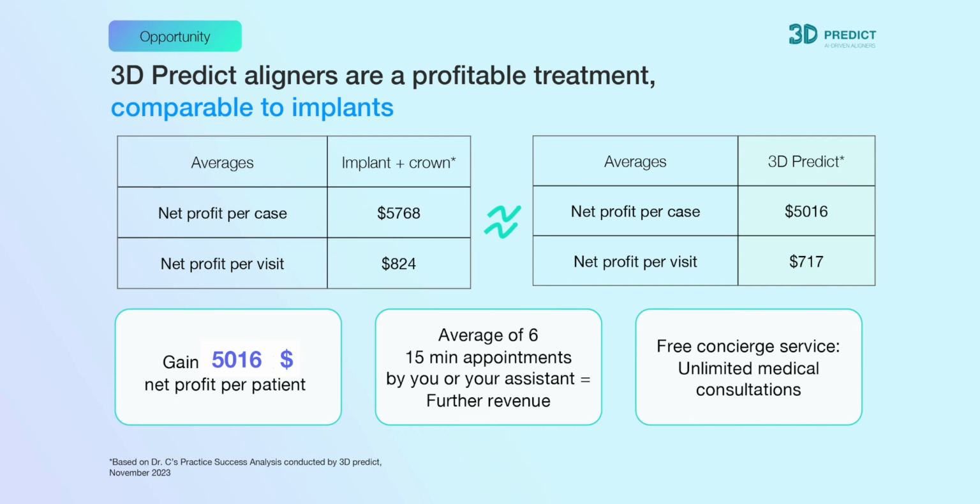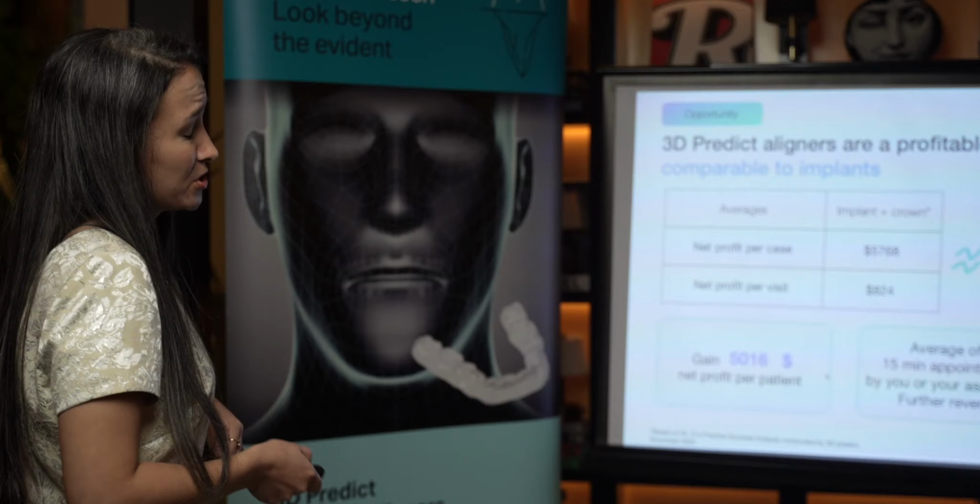And these are actually real numbers from one of our customers who's a general dentist just like you. He does a lot of implants and he does a lot of aligners too. And he has been in business for many, many years, I think it's 30 years or so. But this is what he makes as a net profit per visit for implant and crown, and this is what he makes net profit per visit with 3D Predict. So you can see these numbers are pretty similar.